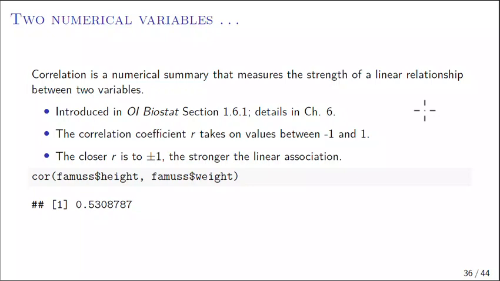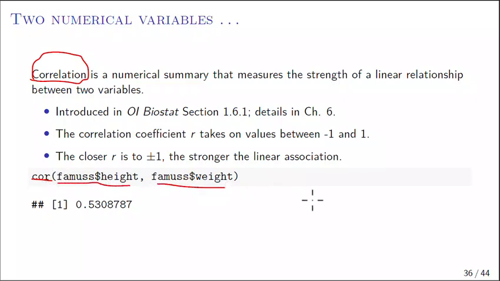Other than the chart, to describe the relationship between two numerical variables, we could use a numerical way to do it. That's the correlation coefficient. How to get the correlation? It's very easy in R. We just use cor, and then put the two variables, height and weight, there.